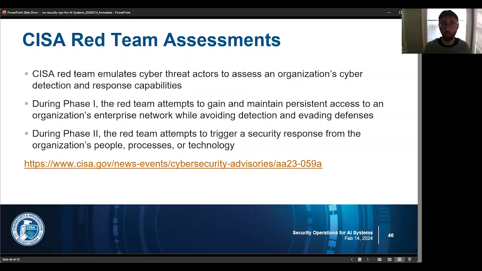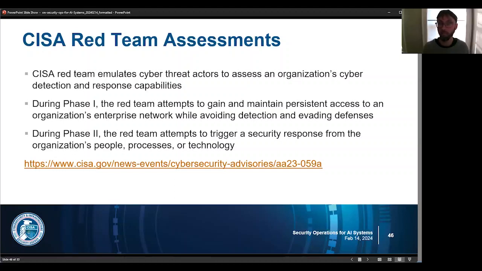The red team emulates a threat actor to assess the whole organization's detection and response capabilities. During the first phase, the red team tries to get in. During the second phase, they attempt to trigger a response from the security team so they can learn about the incident response, what they're able to find and detect, and how they push the threat actor out. And then there's a whole after action report on both phases for what can be improved. That's all just taken from that advisory there.